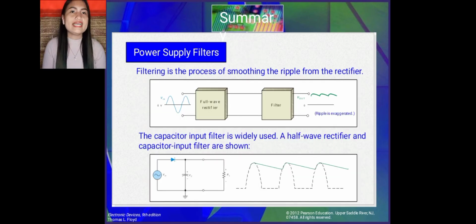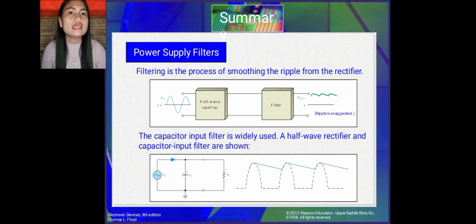So, filtering is the process of smoothing the ripple from the rectifier. So, in most power supply applications, the standard 60 Hz AC power line voltage must be converted to an approximately constant DC voltage. So, the 60 Hz pulsating DC output of a half-wave rectifier or the 120 Hz pulsating output of a full-wave rectifier must be filtered to reduce the large voltage variation.